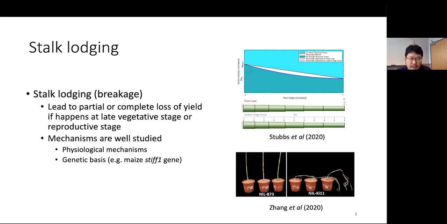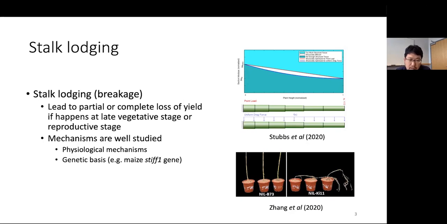This trait, stalk lodging, the mechanisms are relatively well studied in terms of both physiological mechanisms and also genetic basis. So, for example, in this Stubbs et al. study, they modeled the stalk strands node by node. And there are also other studies linking these model parameters to actual anatomical structures in stalks and also the chemical components of stalks.